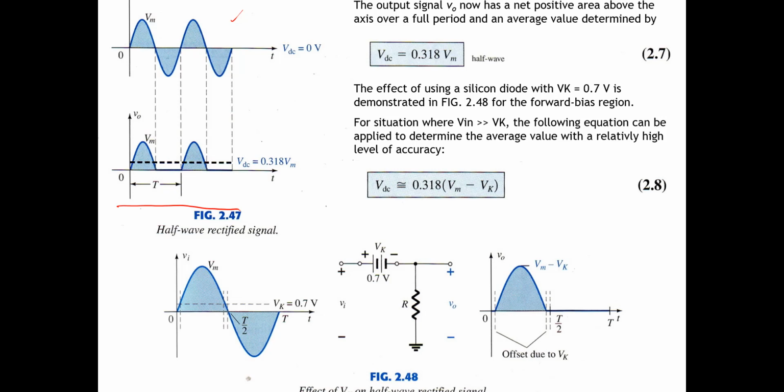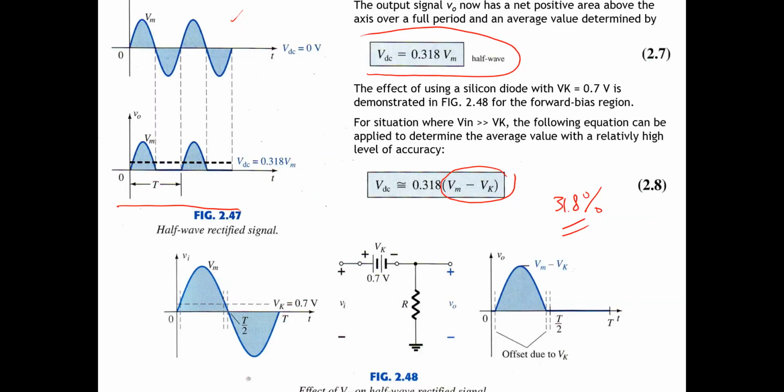The average of the output voltage is this value, 0.318 Vm, where Vm is the maximum voltage. If we use the diode here, we have to decrease Vm, because there is a threshold before the diode can conduct. So we put VA minus VK here. It means that the efficiency of rectification of the half cycle is only 31.8%. So it's a little bit low.